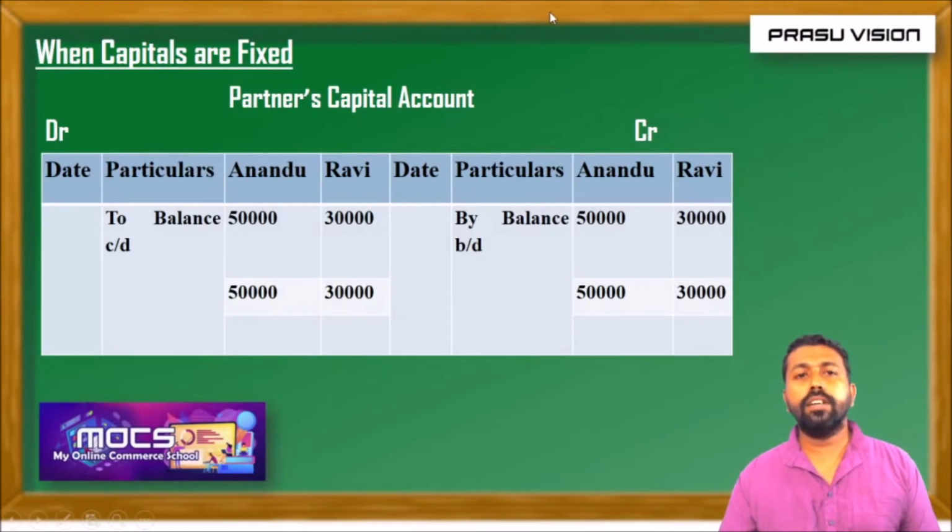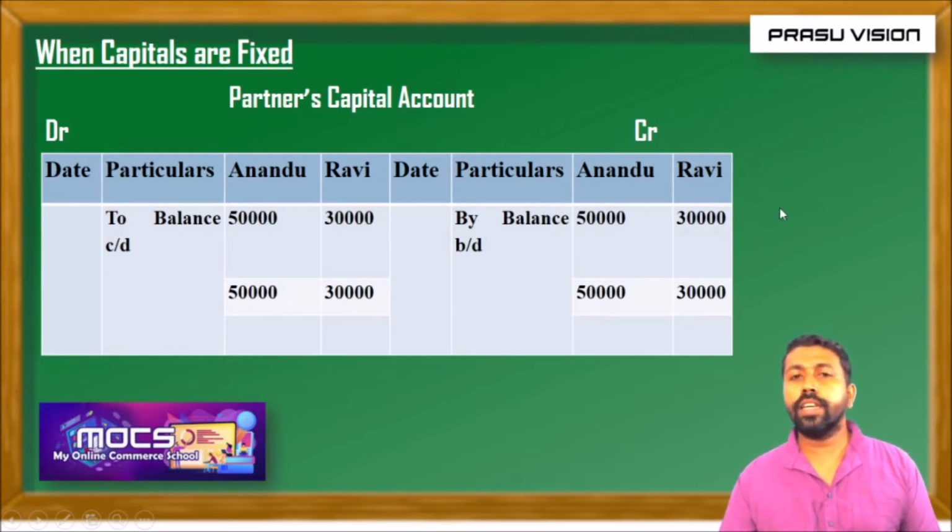So as per the first method, fixed capital method, we are preparing the partner's capital account like the same. We are writing by balance brought down 50,000 and 30,000. No item we have to add. There is no additional capital and permanent withdrawings. So we have to find the total. Then we have to write here to balance carried down the same amounts.